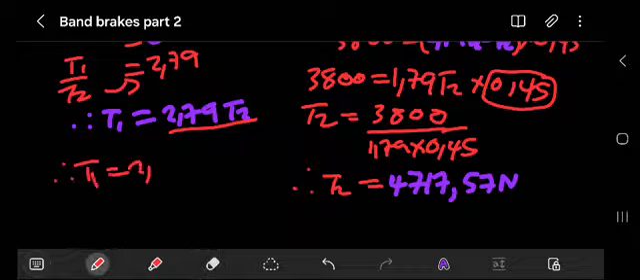We've taken this when our drum is rotating clockwise. Then we can use the sum of moments acting clockwise is equal to the sum of the moments acting in the anti-clockwise moment.